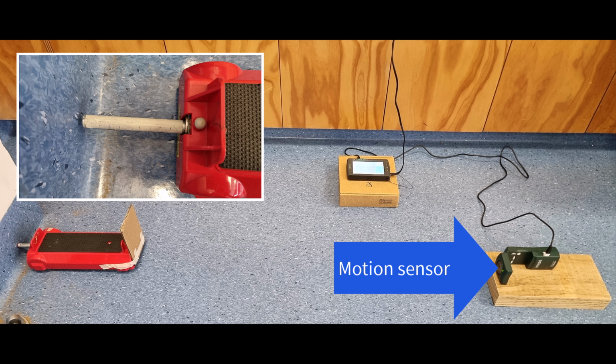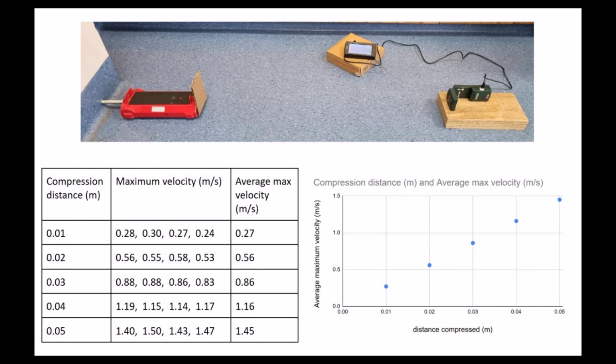So in this investigation, the trolley is being pushed against the wall to compress the spring by a certain distance. It's then released, and the maximum velocity will be read from the data logger. So this is an example of what our process data might look like. And again, when you're processing your data, that can look like calculating averages.